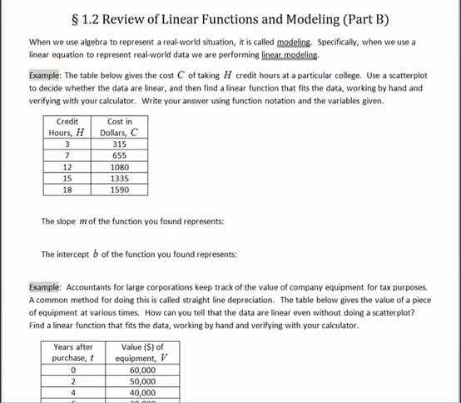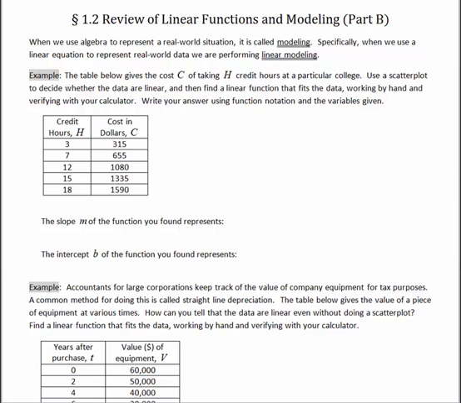This is section 1.2. We're going to look at linear modeling, and this is part B of the section. We're going to be using algebra to make what's called a model or an equation that represents some real-world situation, which is often going to be given to us in the form of a data table. In our first example, we have a table that shows us the number of credit hours, H, is our independent variable in the left column, and the cost in dollars, C, is the dependent variable in the right column.